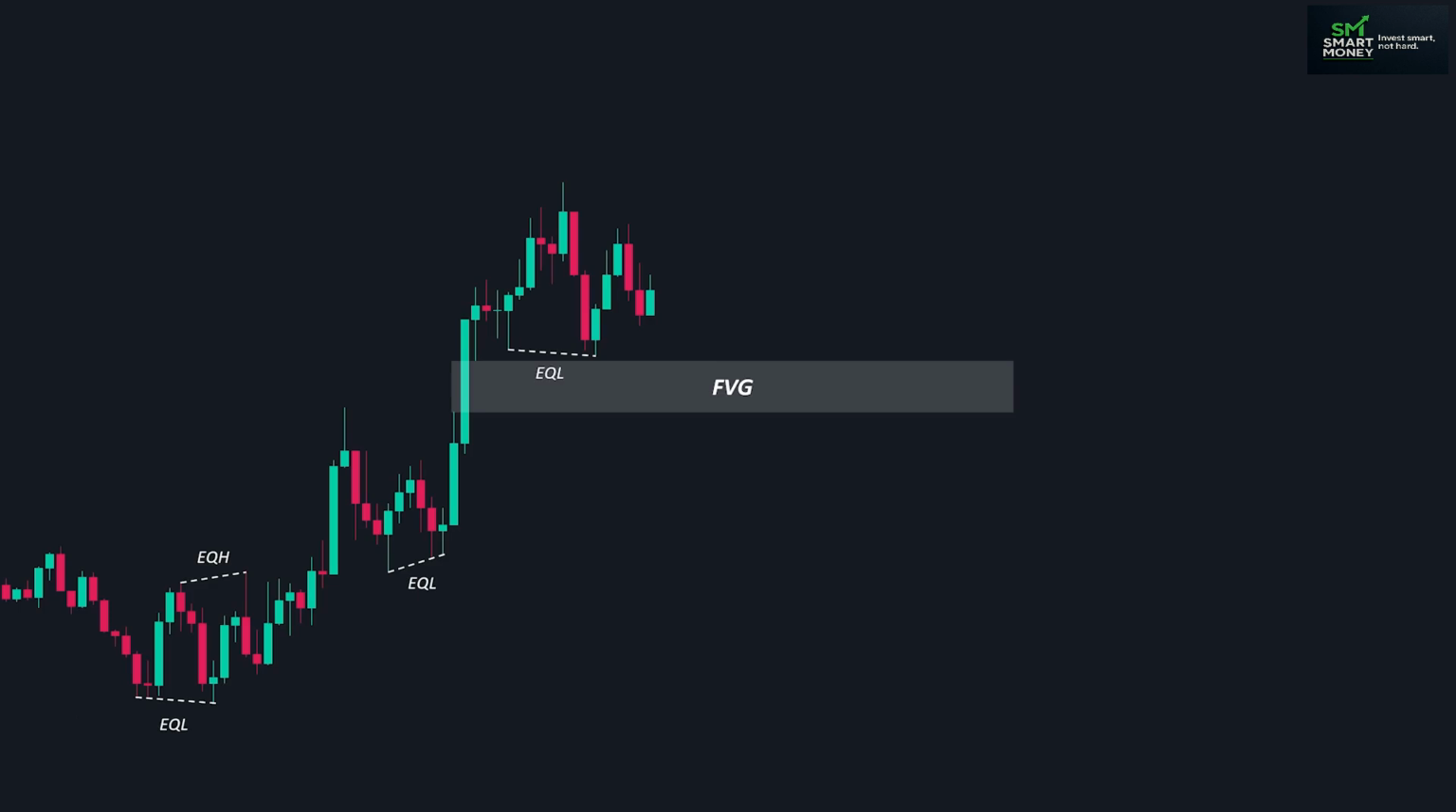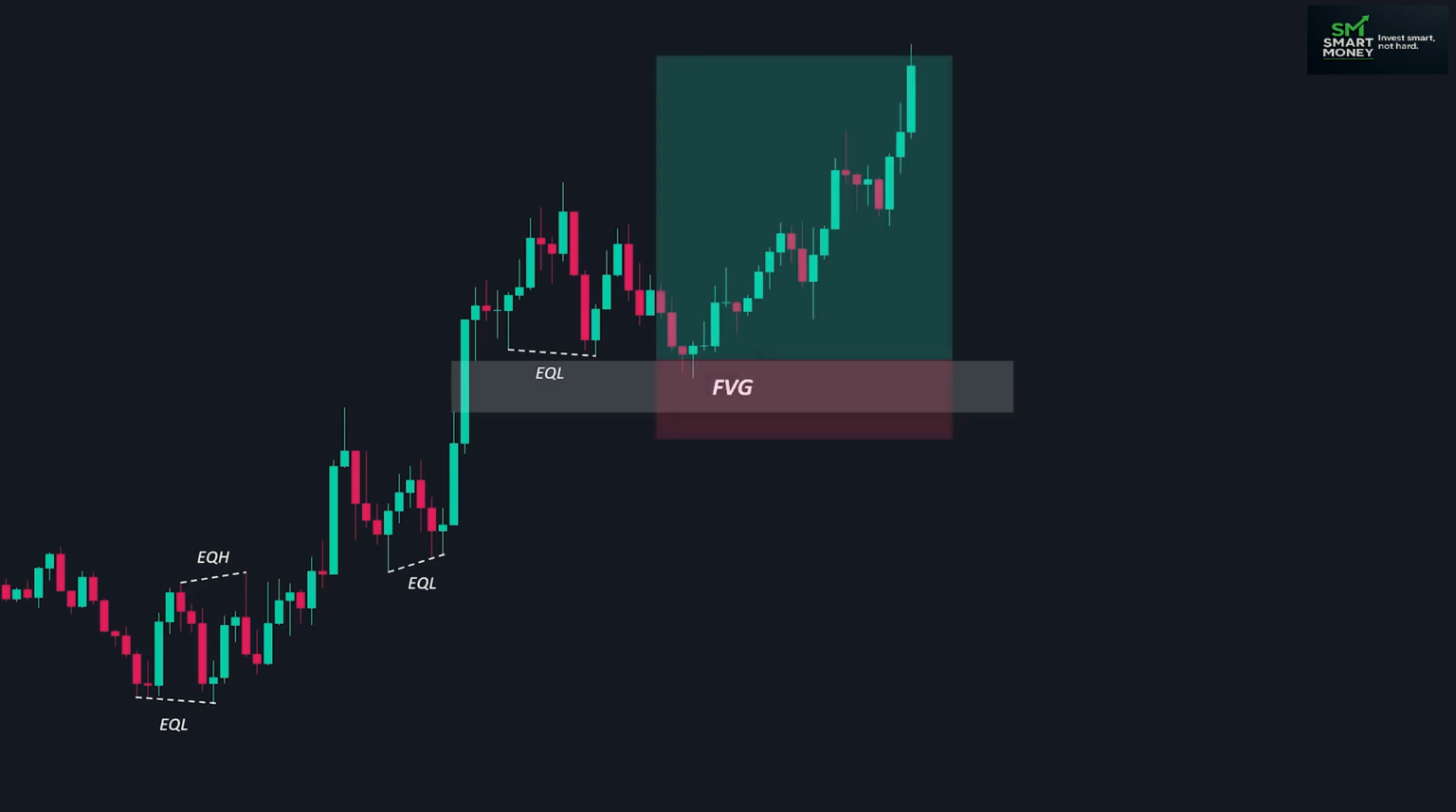A high probability bullish setup occurs when price sweeps liquidity below equal lows while resting above a bullish fair value gap. Likewise, a high probability bearish setup forms when price sweeps liquidity above equal highs while resting below a bearish fair value gap.